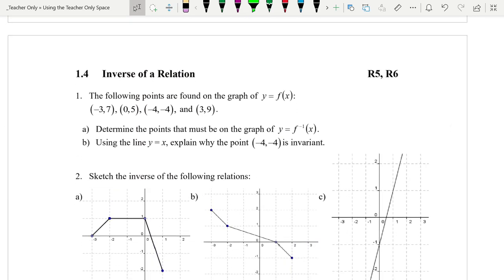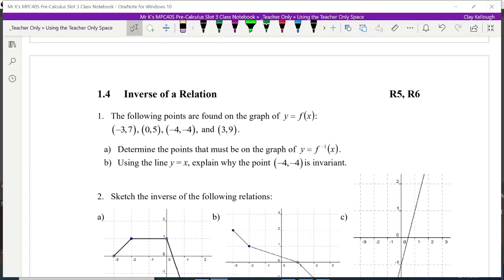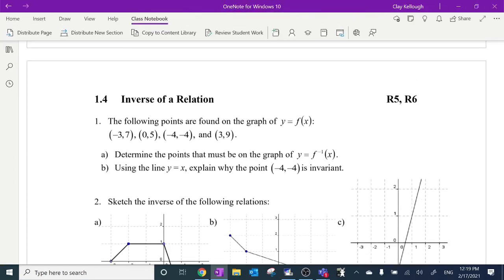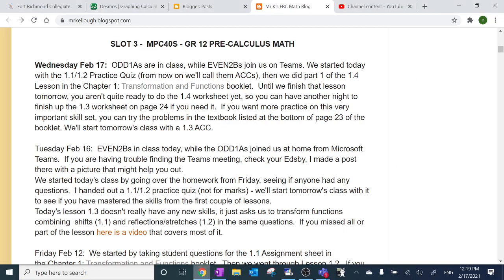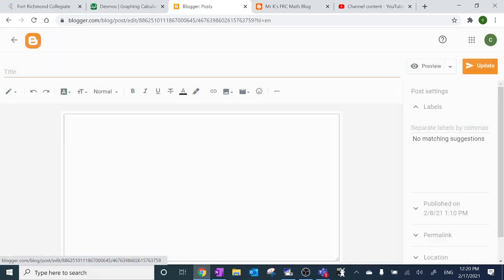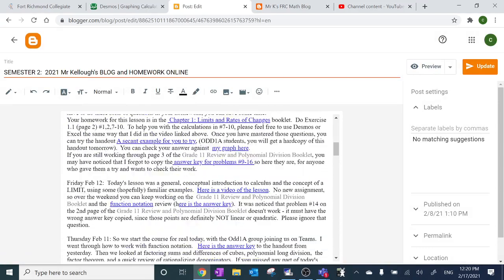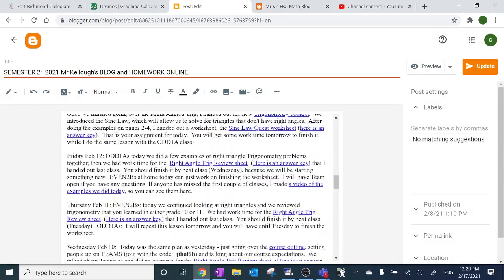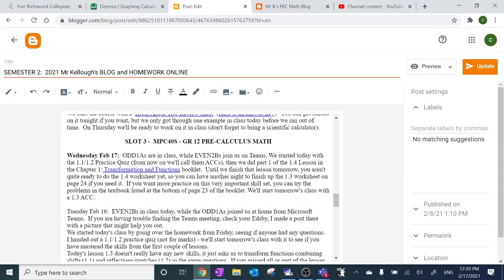Okay, so I'll update the blog, because I did say that there's no new assignment, and I guess technically there isn't, but I'm getting the sense that there's some people who are done 1.3 and don't need any more time on it. Again, if you want more practice on 1.3, you can just do the textbook questions. But let's see. Let me go to the blog.